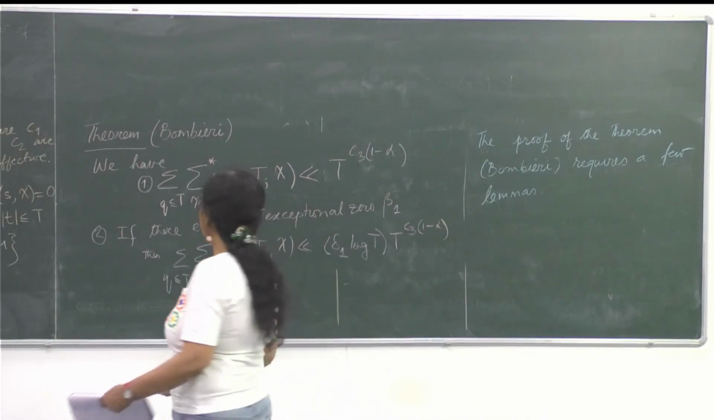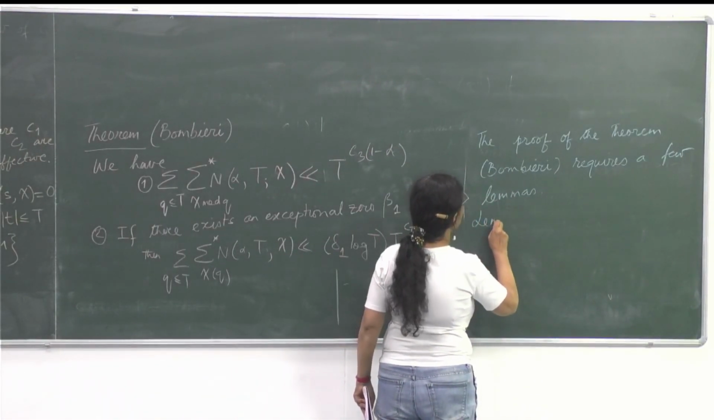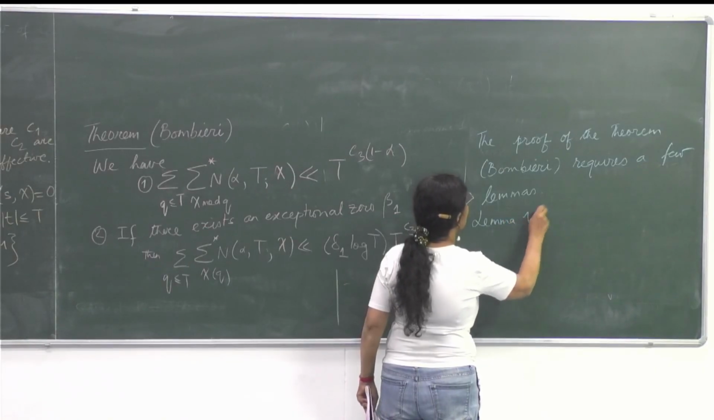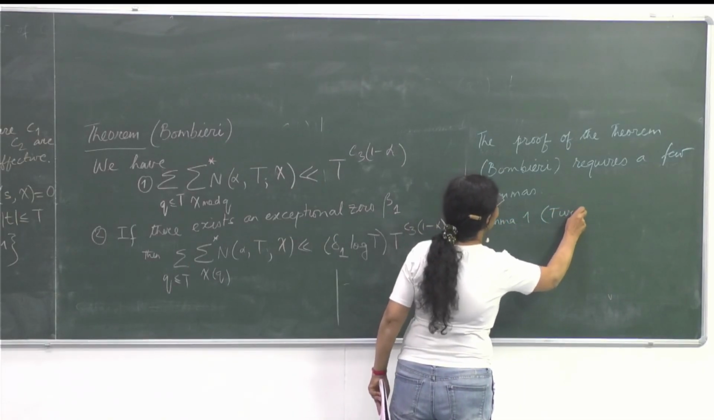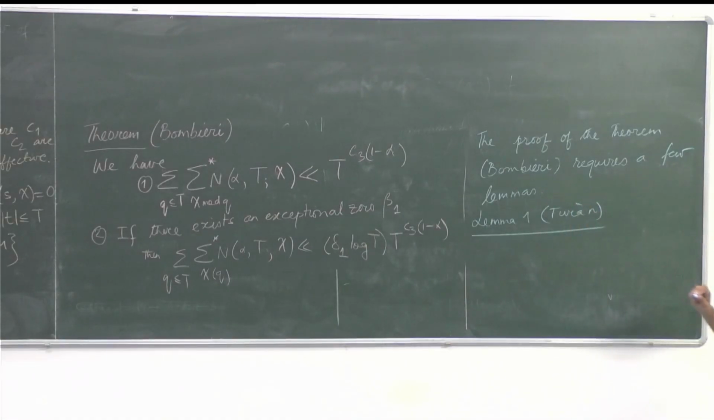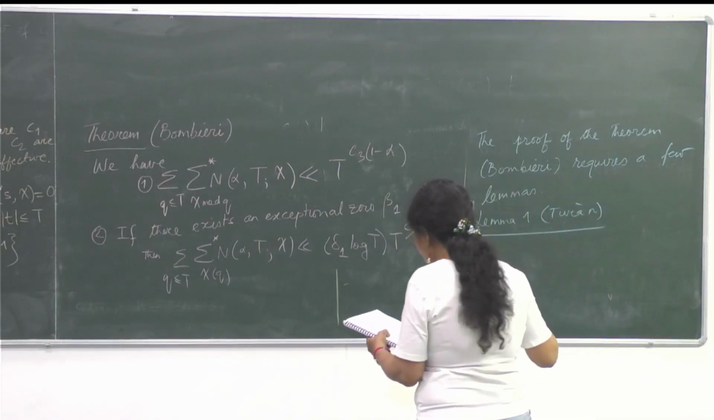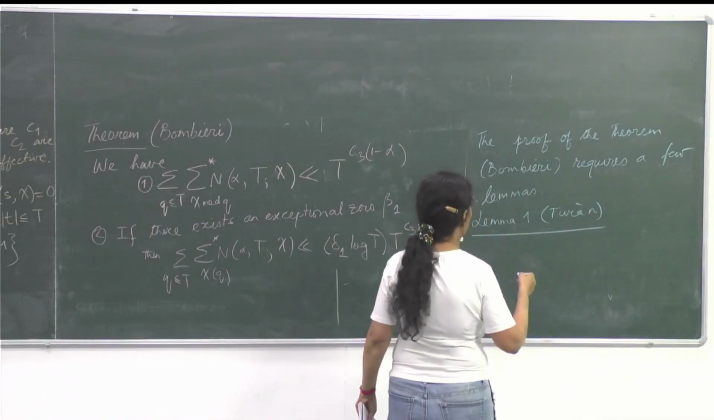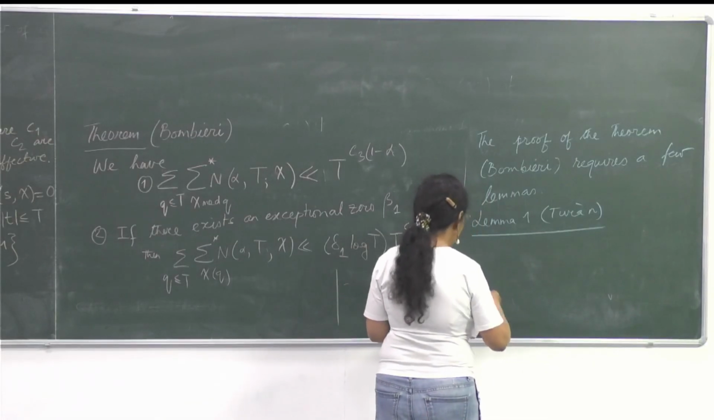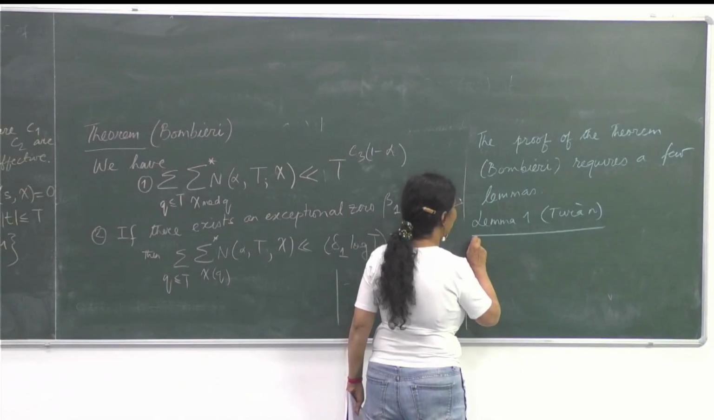So the first one is Turan's lemma, lemma 1. This is due to Turan. Okay. This lemma I will not prove. I will not prove it because it's a very, very long proof, and it's a special case of a very long proof. So I will not prove it. Yeah. When you have the time, you should look up a proof.